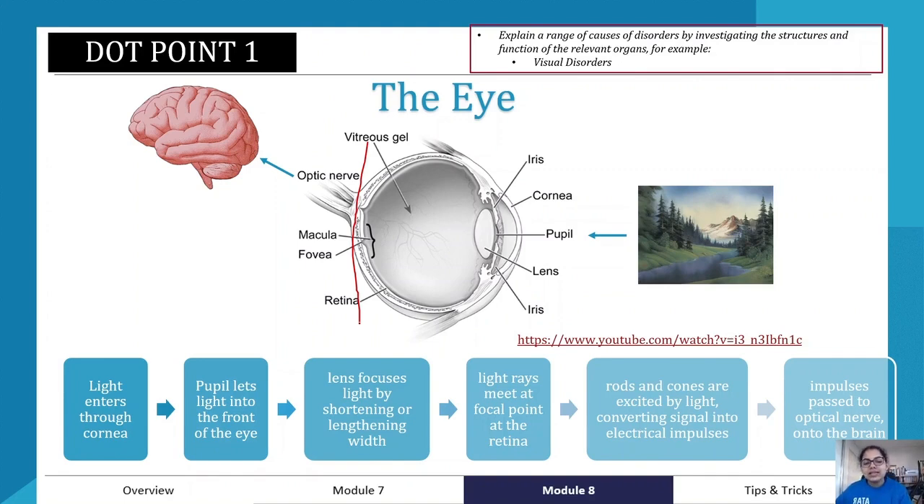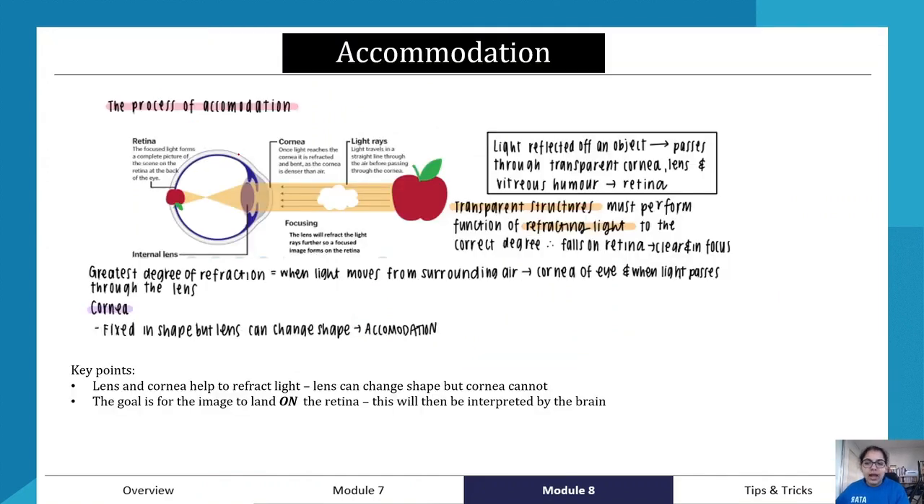Rods and cones are excited by light, so they convert the signal into electrical impulses, and then those electrical impulses are sent to the brain via the optic nerve. Accommodation is basically a process where the lens and cornea help to refract light. The lens can change shape, but the cornea cannot. The goal is for the image to land on the retina so that it can be interpreted by the brain.